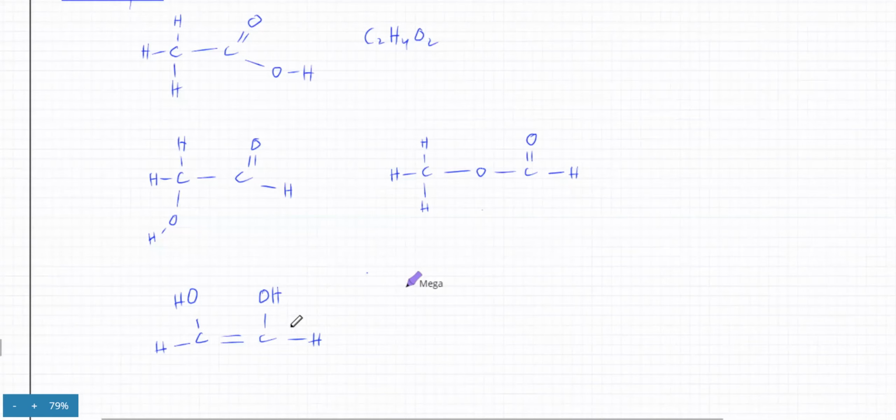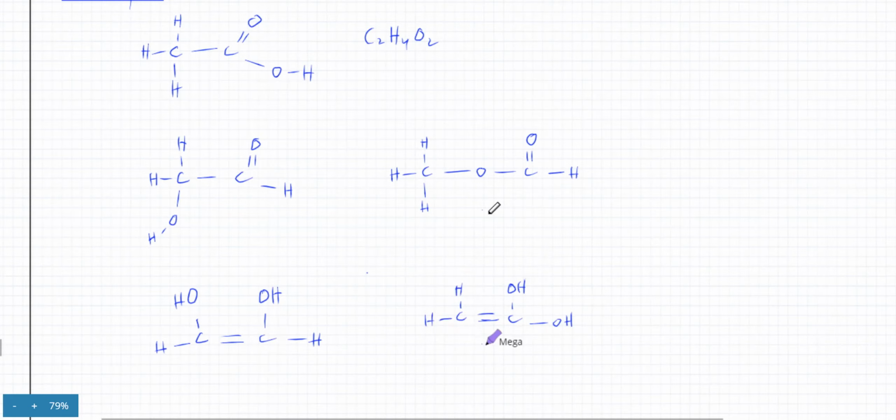The other thing that I can do is I can put the two OHs on the same carbon atom. So that could result in another isomer. So that would be C double bond C and both OH groups. So that's like a positional isomer, compared to this one. I've just changed positions. Now, how many have I drawn? That's 4 isomers, 5 including this one.